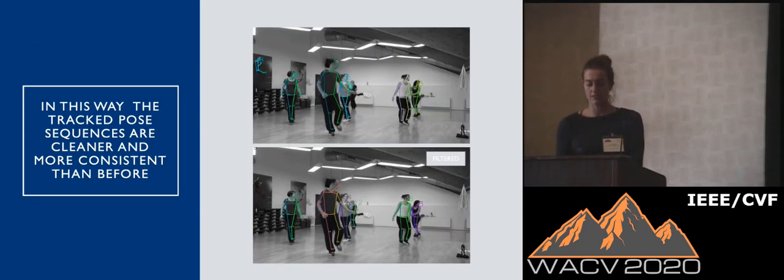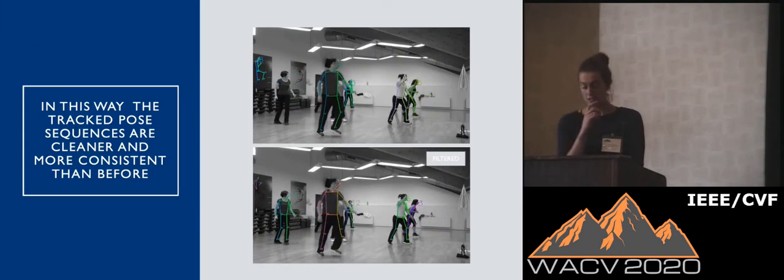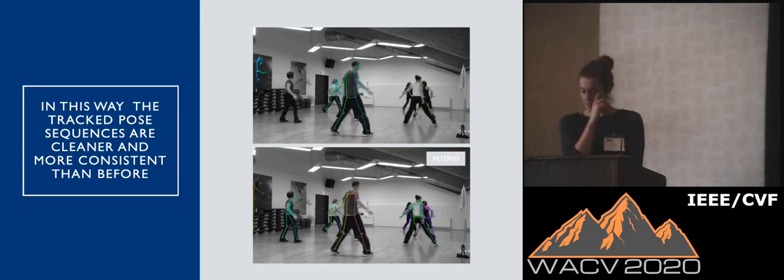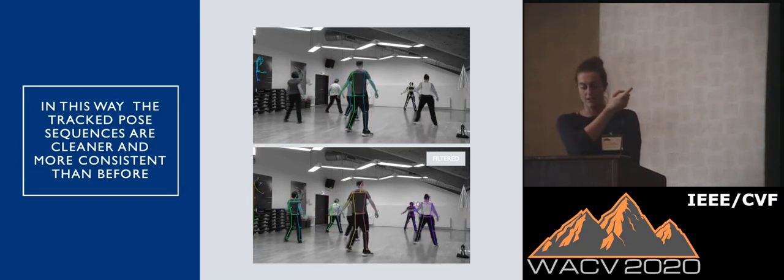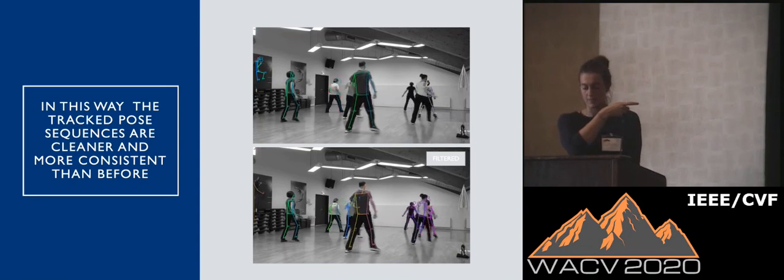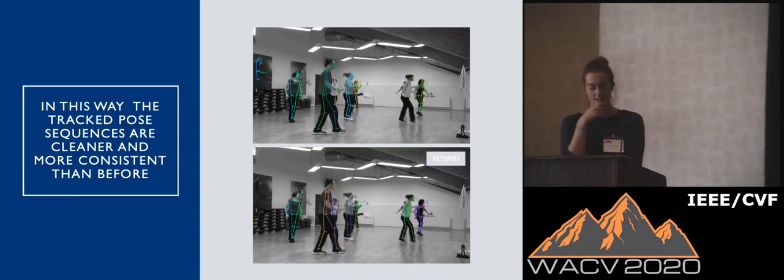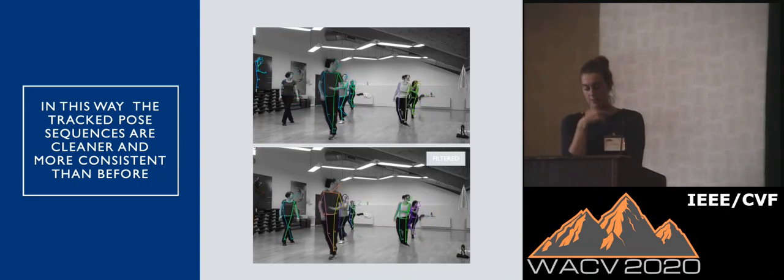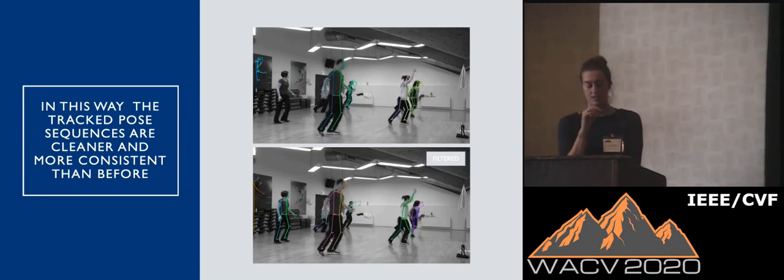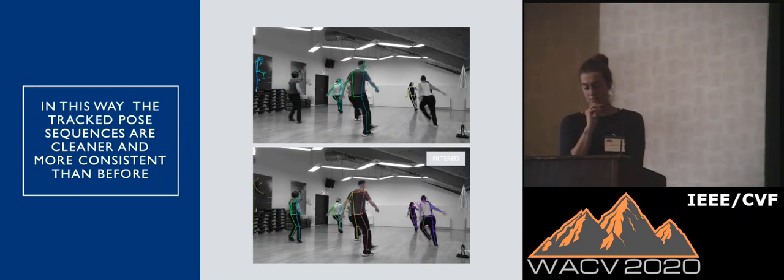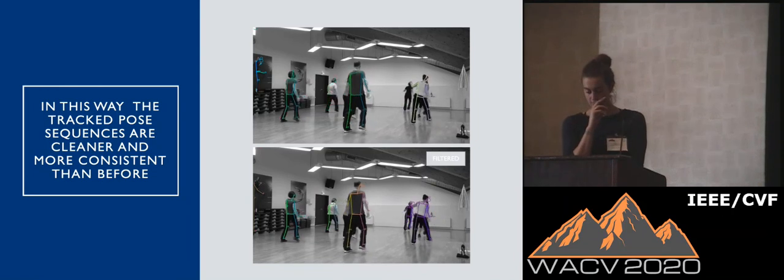So the tracked pose sequences are cleaner and more consistent. You can see them on the bottom of the screen. The skeleton identified in the background on the top is no longer tracked as it pops in and out of view, so we don't trust that data. The people in the background are more consistently tracked and harder to see from a distance. The individual key points are tracked more consistently.